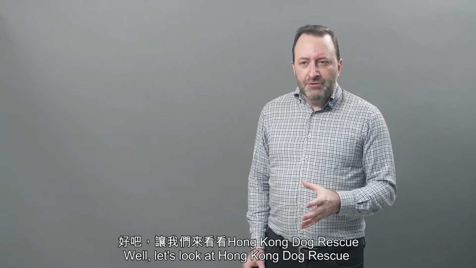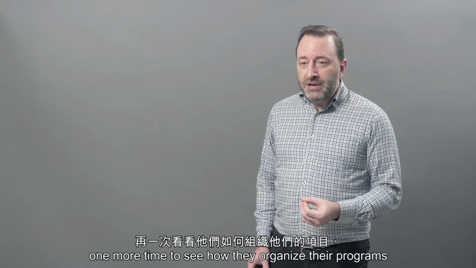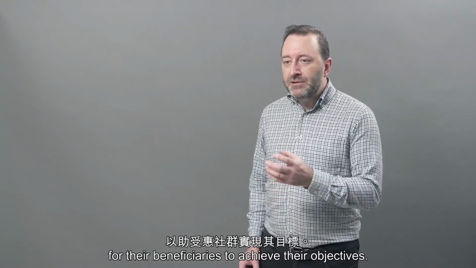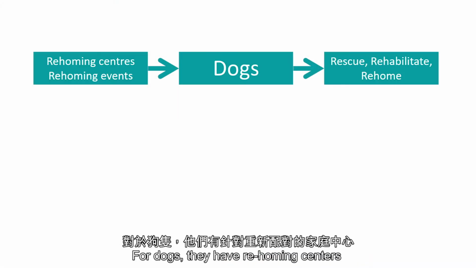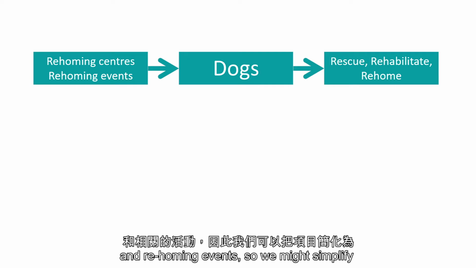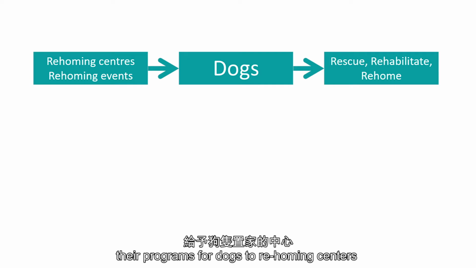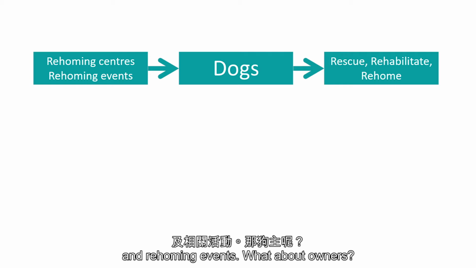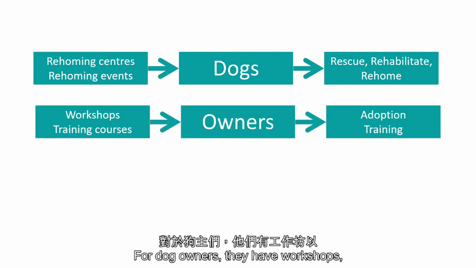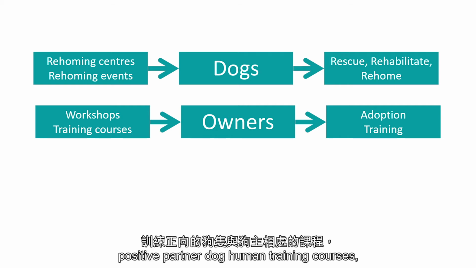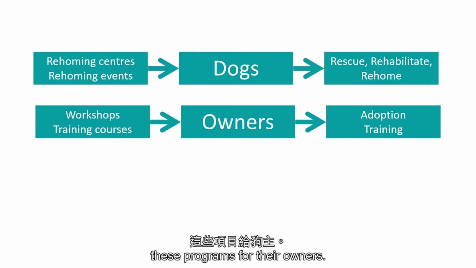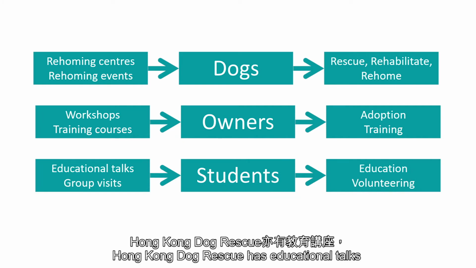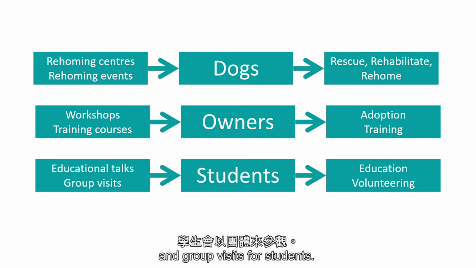Well, let's look at Hong Kong Dog Rescue one more time to see how they organize their programs for their beneficiaries to achieve their objectives. For dogs, they have rehoming centers and rehoming events. So we might simplify their programs for dogs to rehoming centers and rehoming events. What about owners? For dog owners, they have workshops, Positive Partners dog-human training courses. So we can say that they have these programs for their owners. What about students? Hong Kong Dog Rescue has educational talks and group visits for students.